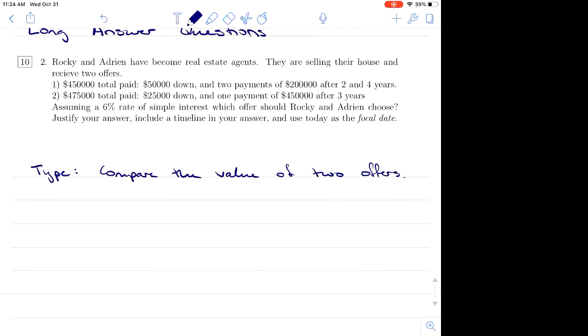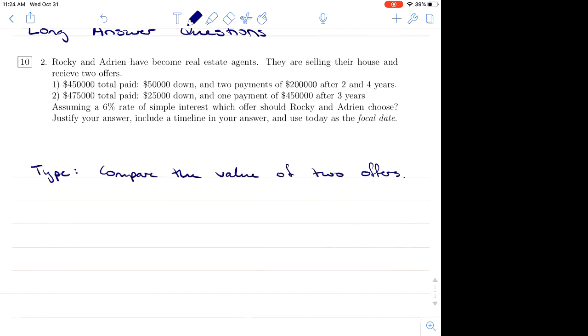Rocky and Adrian have become real estate agents. Fun. They're selling their house and received 2 offers. I'm not sure they had to be real estate agents to sell their house, but whatever. 450,000 total, right? So in total, they have to pay 450,000 with 50,000 down. So 50,000 today, the down payment today, and 2 payments of 200,000 after 2 and 4 years. All right, so that's their first offer.